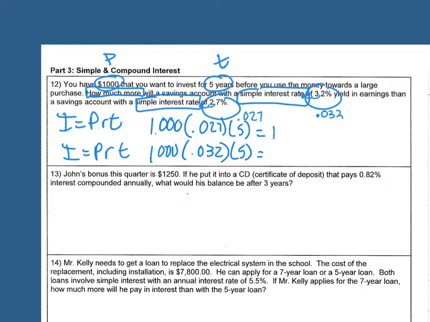So that first one we should have gotten 160. The second account 135. And it said how much more. So how much more will you earn from one account to the other? So you had to subtract, right? Okay, that equals 25. And it's 25.